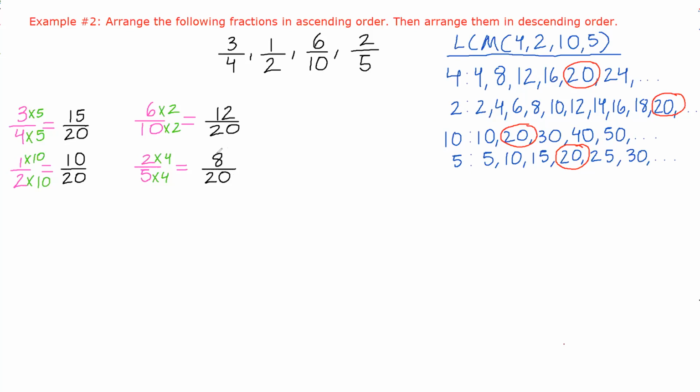So now we have 15 over 20, 10 over 20, and 12 over 20 and 8 over 20. So the equivalent fraction for 3 over 4 is 15 over 20. A half is equal to 10 over 20. 6 over 10 is equal to 12 over 20, and 2 over 5 is equal to 8 over 20.